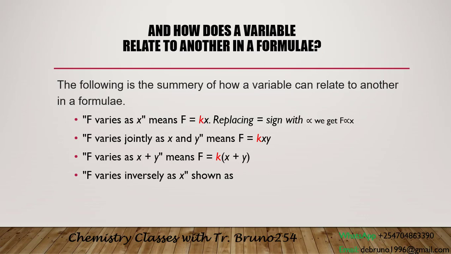The other one is inverse relationship, inverse variation. In this case, f varies inversely as x. What does that mean? First, let's look at this formula. f equals k over x. Simple. k is the constant and x is the other variable.